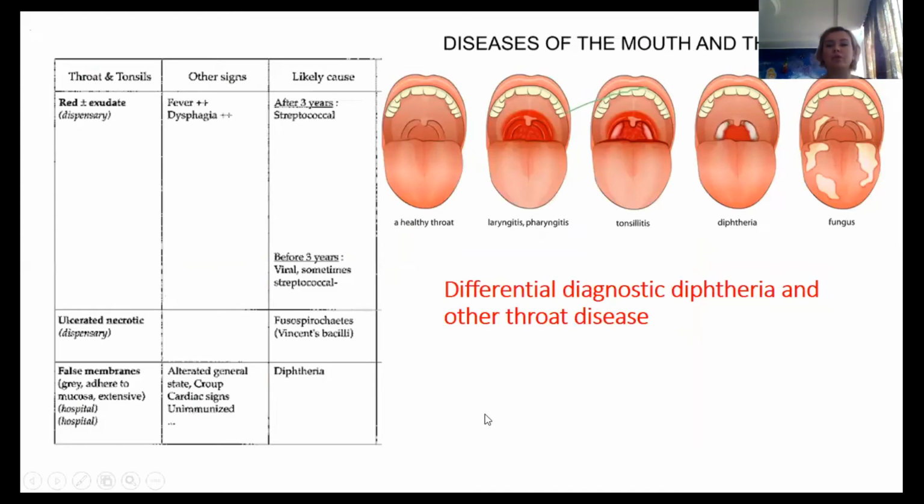Next, it's very important: differential diagnostics between diphtheria and other acute respiratory tract infections which affect the tonsils. On this picture, you can see a healthy throat. This is laryngitis, pharyngitis caused by respiratory viruses. You can see reddish mucous membrane and reddish tonsils. Tonsillitis is caused by bacterial infections such as streptococcal or staphylococcal infection. You can see a cover on the tonsils and reddish mucous membrane in the throat.